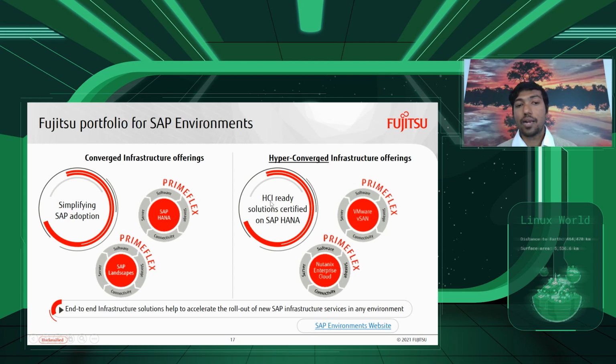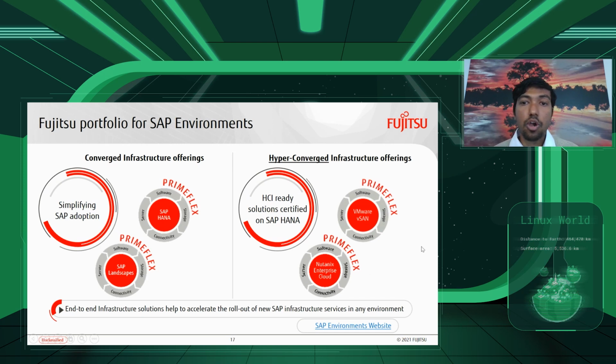Now, beyond the standard hardware, Fujitsu also offers pre-integrated solutions through the PrimeFlex offering. And so you have converged solutions, where you have the PrimeFlex for SAP HANA, where the appliances both scale up and scale out, as well as PrimeFlex for SAP landscapes, which is a whole end-to-end management stack catering to SAP HANA as well as other SAP workloads.